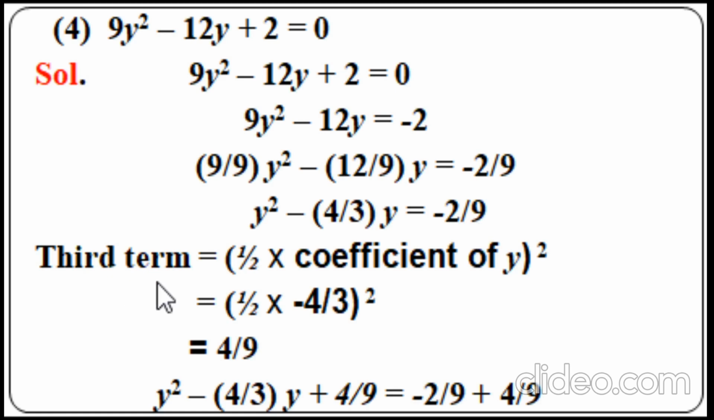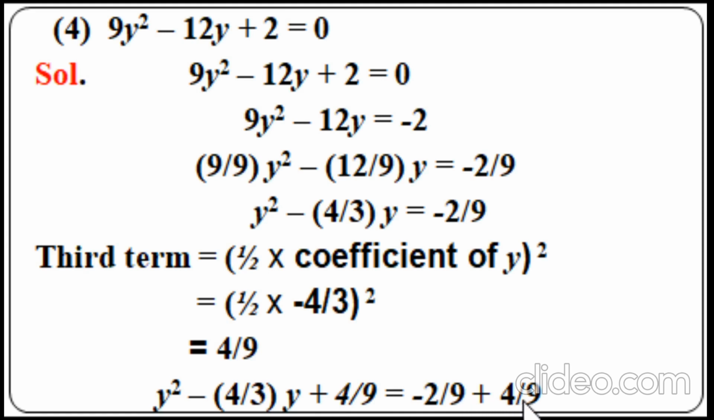Now we use the formula: third term is equal to the square of half into coefficient of y. Coefficient of y is minus 4 upon 3. So half of that gives minus 2 upon 3. Square of minus 2 is 4, square of 3 is 9. We get the third term as 4 upon 9. Add this term to the equation. We get y square minus 4 upon 3 y plus 4 upon 9 is equal to minus 2 upon 9 plus 4 upon 9.